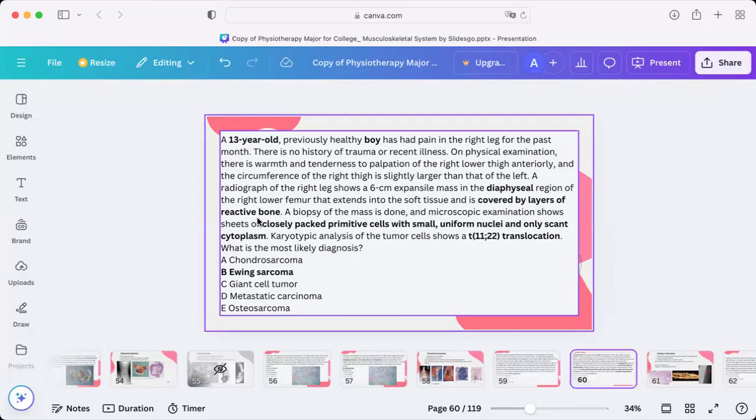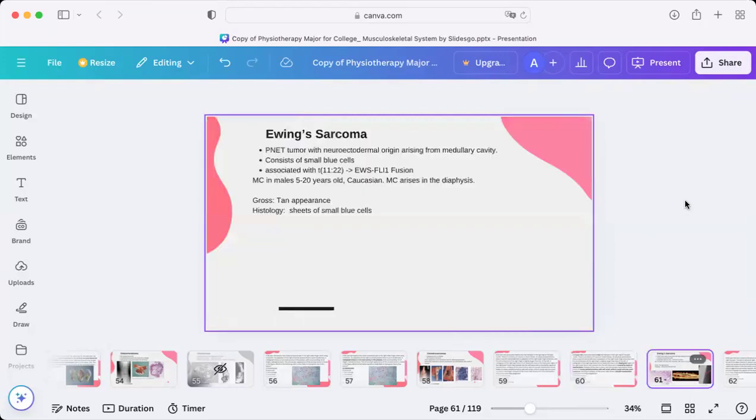And correct, you guys, I like that you're highlighting the small blue cell appearance because that is a key histological feature of Ewing sarcoma. It's the only bony tumor that has the appearance of small blue cells. So if they say small blue cells, answer Ewing sarcoma. Good job. You guys are doing a really, really good job.